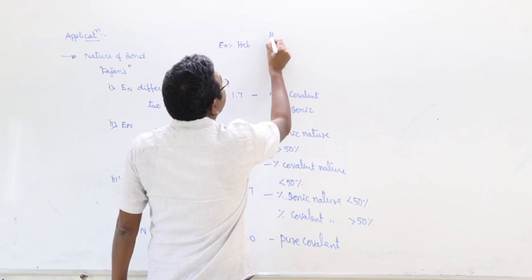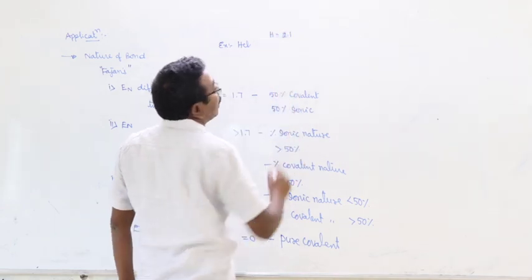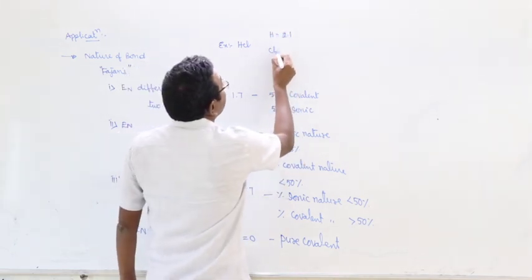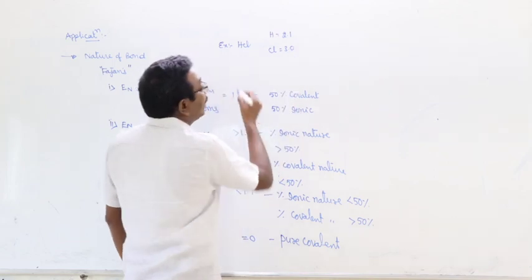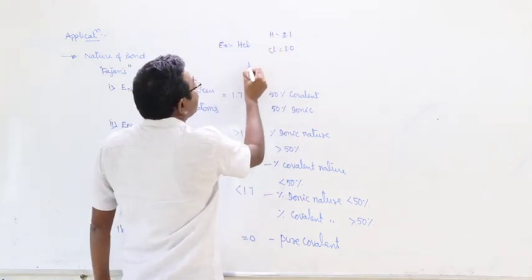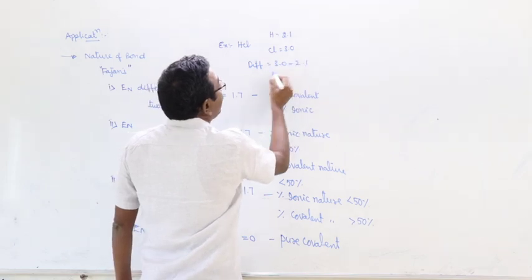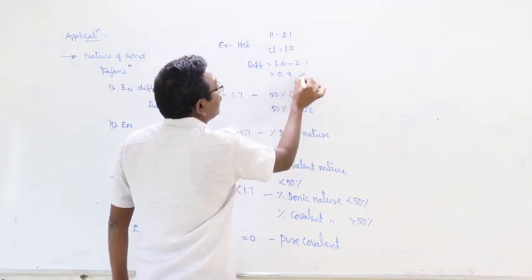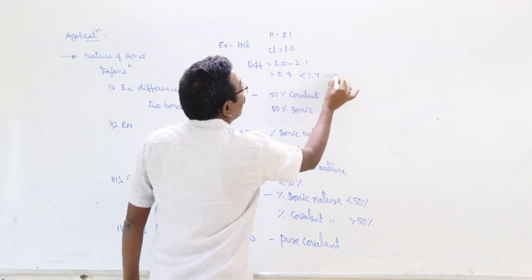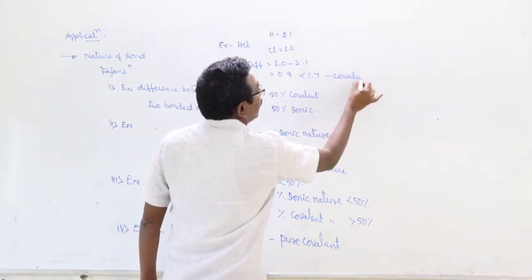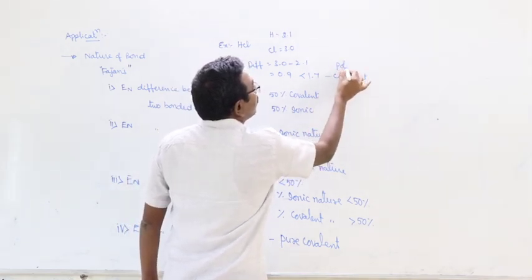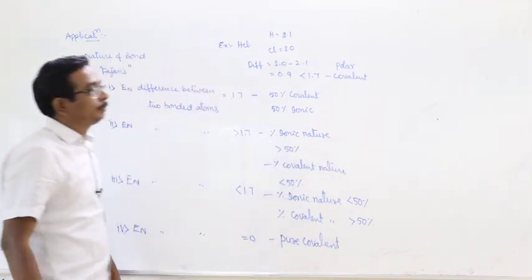Example. Let us consider HCl. Here the electronegativity of hydrogen is equal to 2.1 and the electronegativity of chlorine is equal to 3, and the electronegativity difference is equal to 3 minus 2.1, that is equal to 0.9. This is less than 1.7. Now the molecule is more covalent, and that is also known as polar covalent.